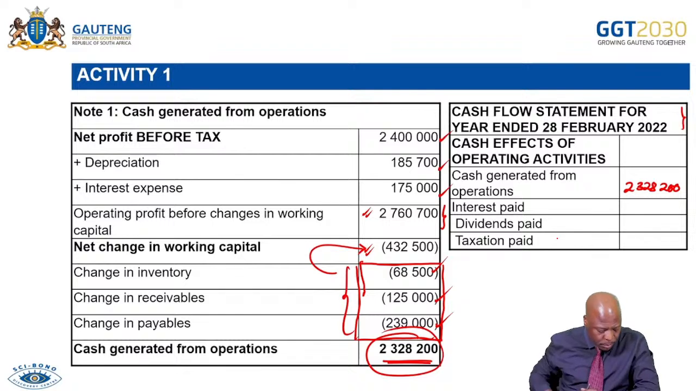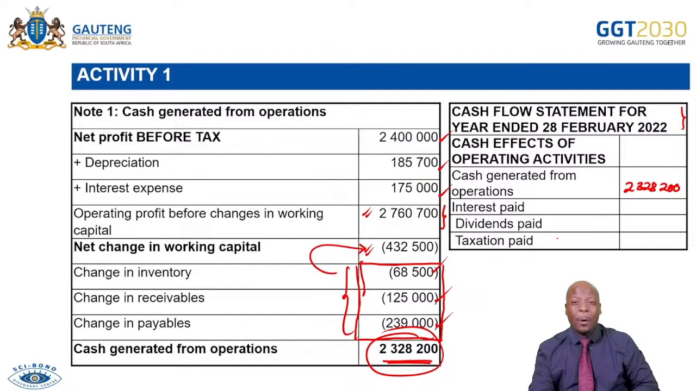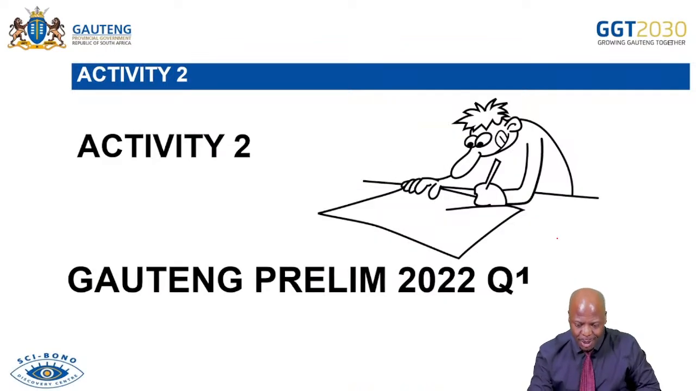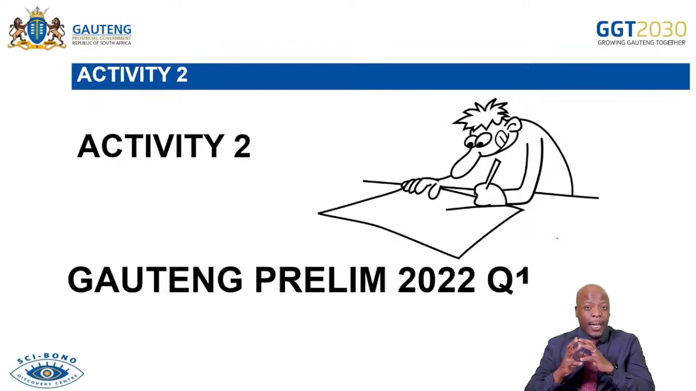All right, thank you. If we are good, then we are going to move on now to the next activity, which is activity 2. We have extracted activity 2 from the Gauteng prelim for the year 2022. And we did a bit of changes to that particular question, not in terms of the information that was given, but mainly on the answer book.